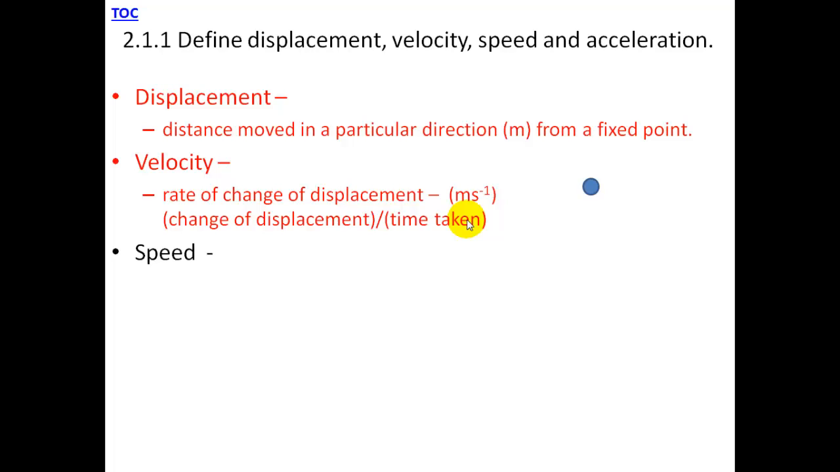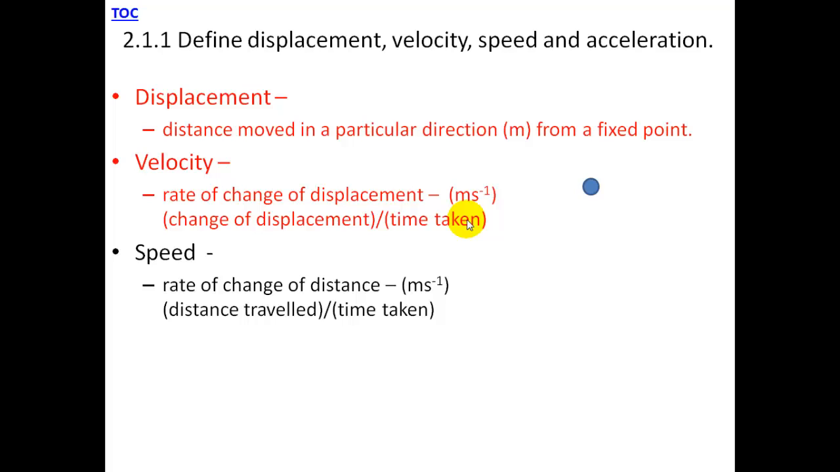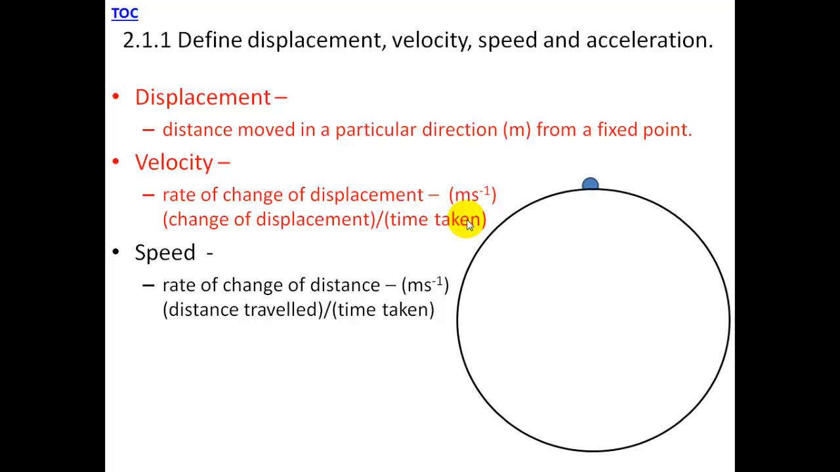Speed. This is the rate of change of distance. In other words, it's the total distance travelled divided by the time taken. And we can show the difference between velocity and speed here. This ball, this little blue circle, is going to do a quick trip. It goes all the way around there and back to the same place again.